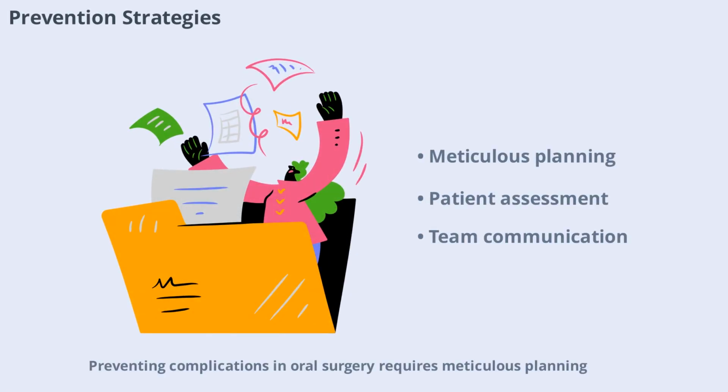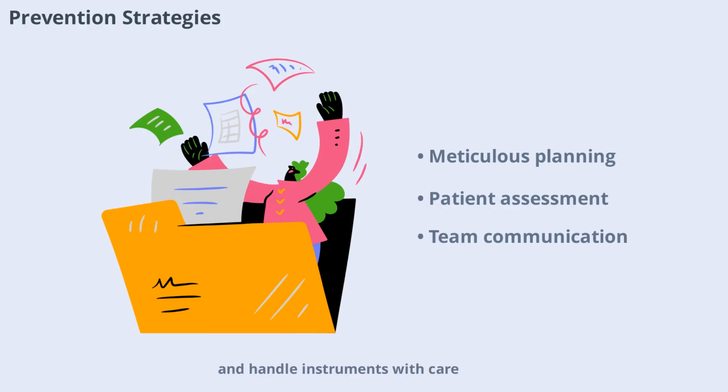Preventing complications in oral surgery requires meticulous planning, careful technique, and thorough patient assessment. Surgeons should design proper flaps, use controlled force, and handle instruments with care. Regular maintenance of equipment and clear communication with the surgical team are essential. Educating patients about postoperative care and risk factors further reduces the likelihood of complications. Prevention is always preferable to management, and a proactive approach ensures safer surgical outcomes.